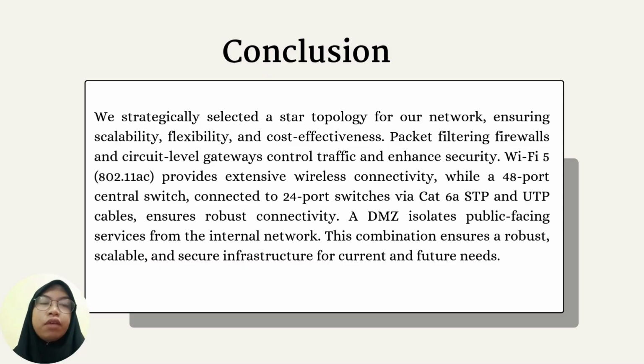For the conclusion from our Group 9, we strategically selected a star topology for our network, ensuring scalability, flexibility, and cost-effectiveness. Packet filtering firewalls and circuit-level gateways control traffic and enhance security. Access points provide extended wireless connectivity, while a 48-port central switch connected to 24-port switches via CAT6 STP and UTP cables ensures robust connectivity. A DMZ isolates public-facing services from the internal network. This combination ensures a robust, scalable, and secure infrastructure for current and future needs.